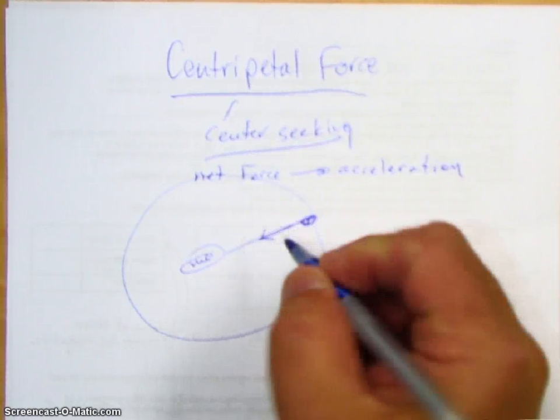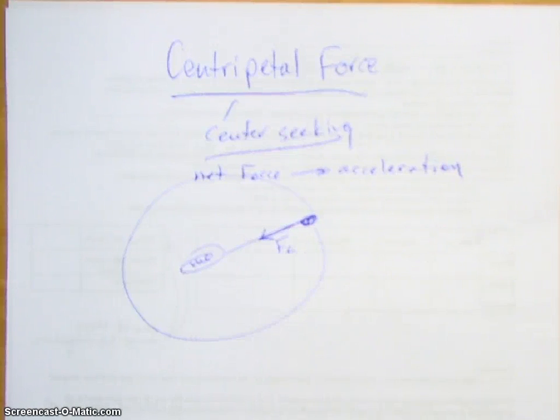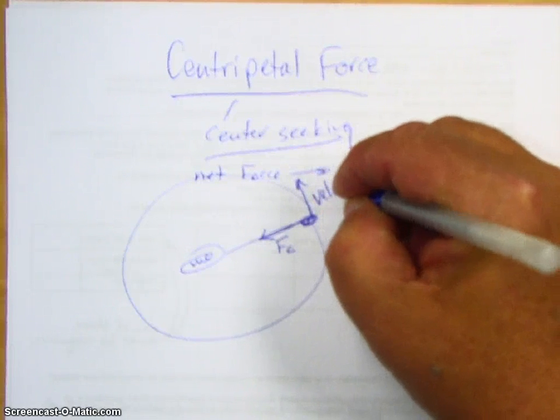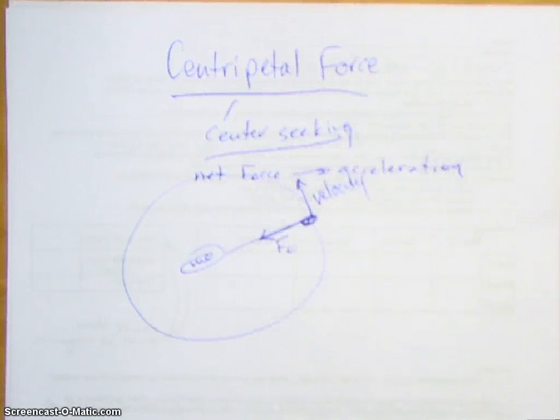Right. The centripetal force would be towards the center of the circle. It's going to give you a net force in that direction, even though the velocity is tangential to the circle at that point in time. That's kind of important to understand.